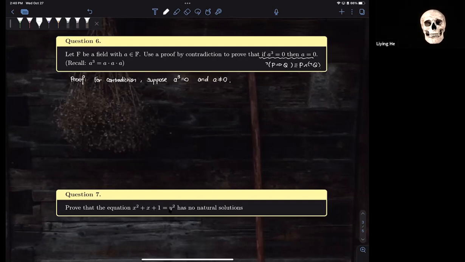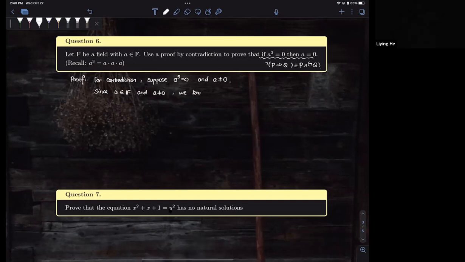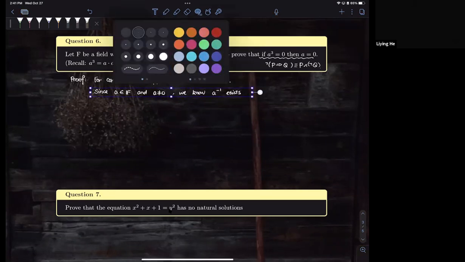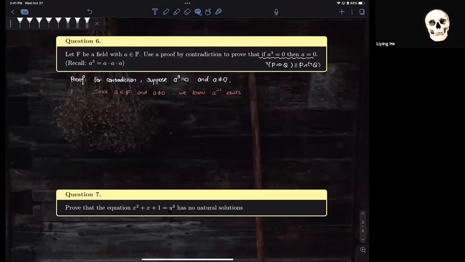And if you were in my tutorial, you should know what this tells you. Anyone remember what I said when I talked about fields? Anyone? Multiplicative inverse exists, exactly. Okay, that's your next step. I don't care what I need to prove, but when I see this, I know an inverse exists. So since A is in a field and A is not 0, we know A inverse exists. Okay, this sentence is quite important because if you use A inverse but you didn't tell me it exists, then you're going to get marks deducted.